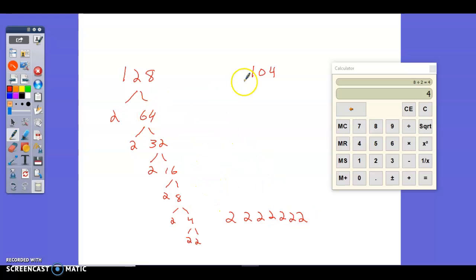That's my 128. All right, I'm going to do this in a different color. So let's break down 104. We know that it's even. So let's divide it by 2.